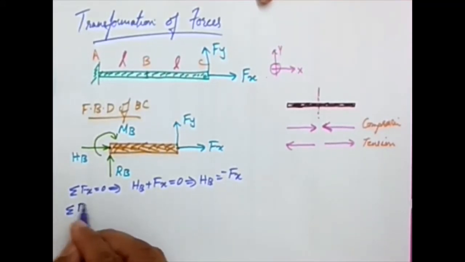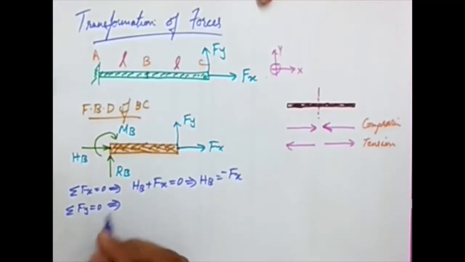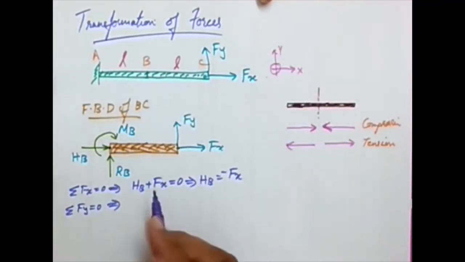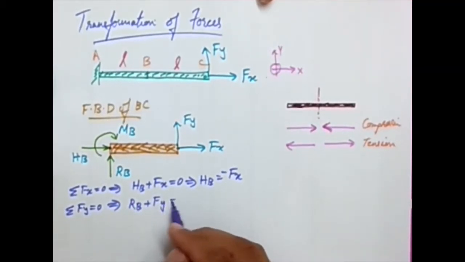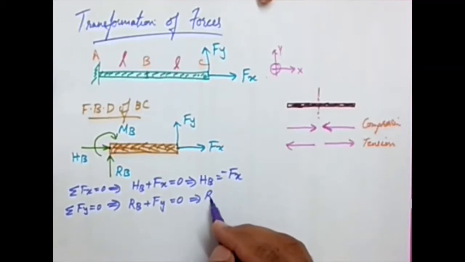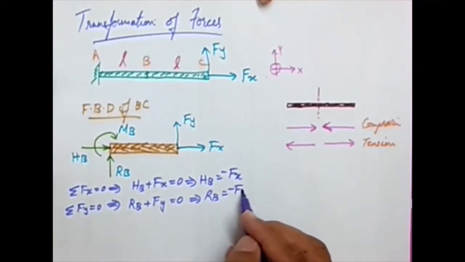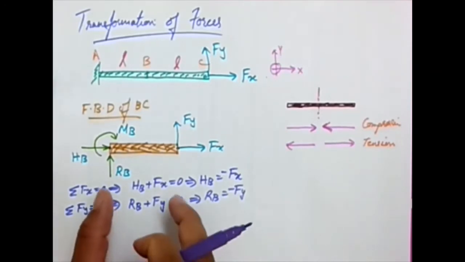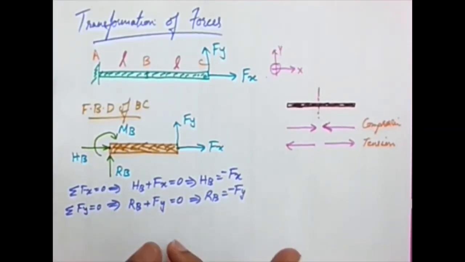Now I am trying sigma Fy equal to 0. So what will I get? Upward is the positive direction. So RB is upward. RB plus Fy equal to 0, from which I will get the value of RB as minus Fy. Now, if this is in equilibrium, it should satisfy the third condition also, right?